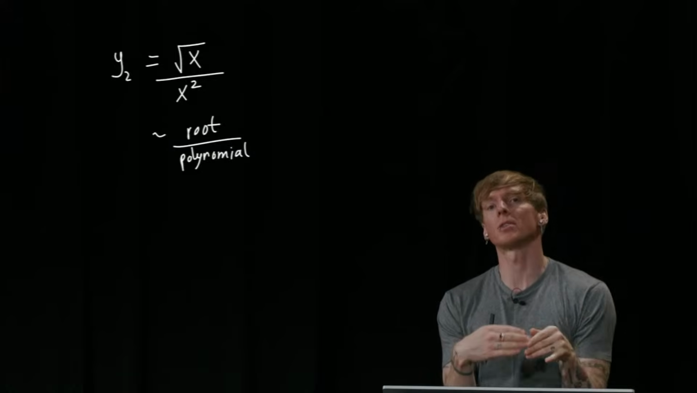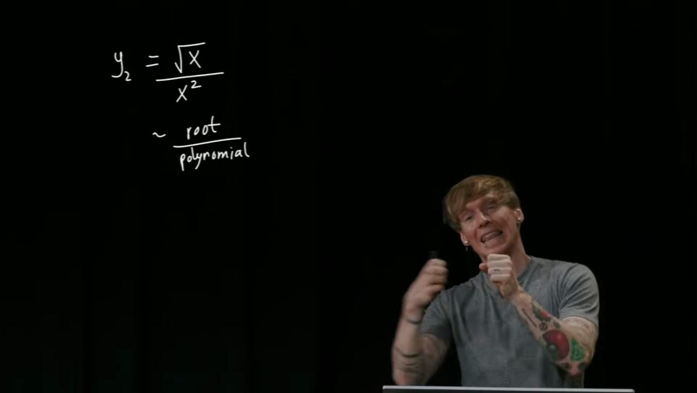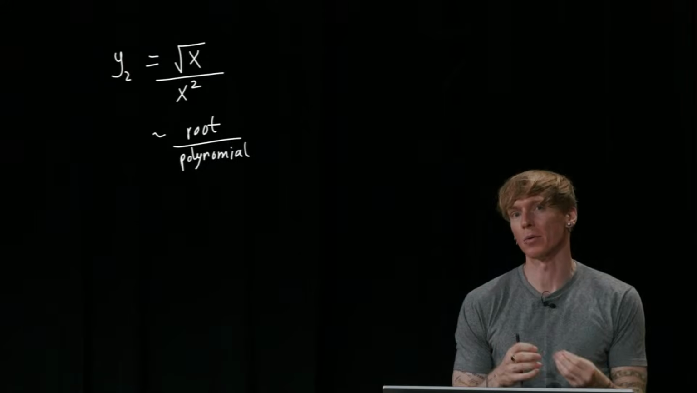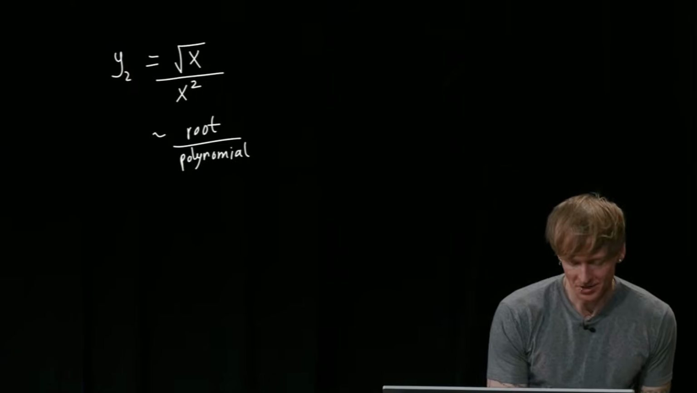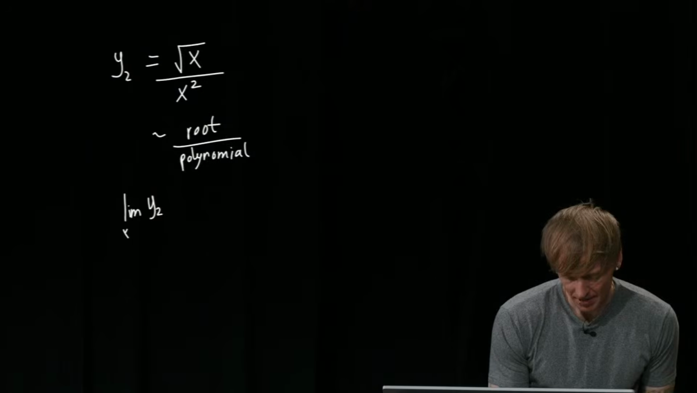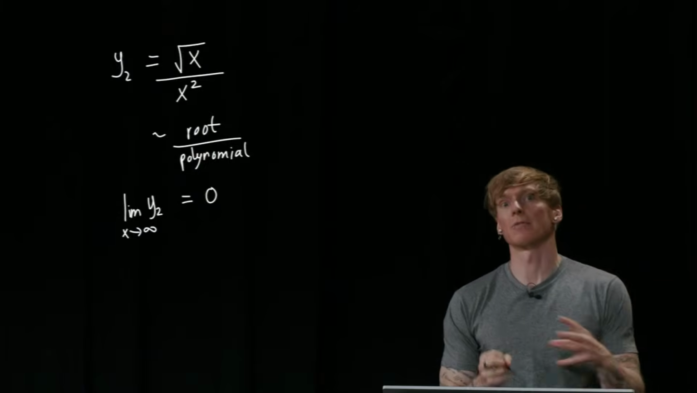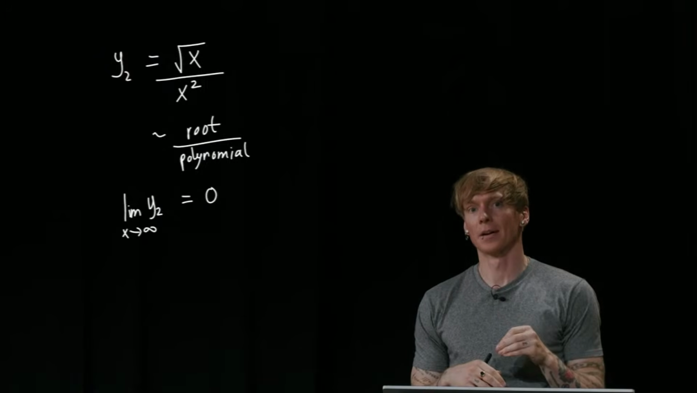So the term on the bottom now gets bigger and bigger and bigger. If the term on the bottom is getting bigger, then that limit, if we go all the way to x going to infinity, is going to be 0. The bottom term is much bigger. It dominates the term on the top. So we can say now the limit of this function, y2, as x goes to infinity, is now going to be 0. Because again, the term on the bottom grows much faster.